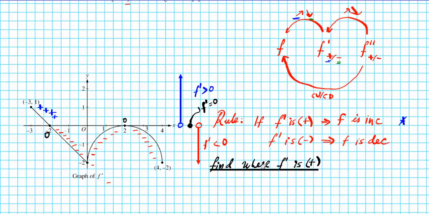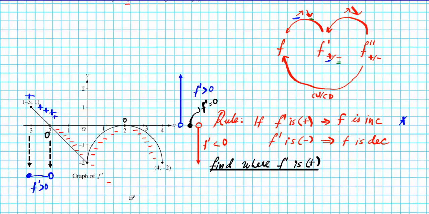Now, where is f prime positive? f prime is positive on the interval from -3 all the way to -2, from here to here. Let's be careful here. At -3, f prime is positive. At -2, it's 0. So we're going to go from -3, included, all the way to, but excluding, -2, because it's not positive, it's 0. So this is where f prime is bigger than 0.